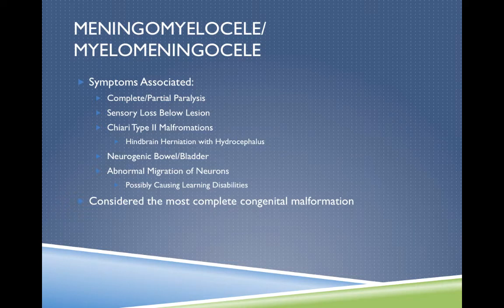Let's focus on meningomyelocele, which is what I said we would be focusing most on during this presentation. Some symptoms associated with it include complete or partial paralysis, sensory loss below the lesion, Chiari type 2 malformations, which is a hindbrain herniation with hydrocephalus. And hindbrain herniation just is fancy for a downward displacement of the back part of the brain. Neurogenic bowel or bladder, abnormal migration of the neurons, possibly causing learning disabilities, and it is considered the most complete congenital malformation. Typically, meningomyeloceles are open at birth, and a portion of the spinal cord is visible.